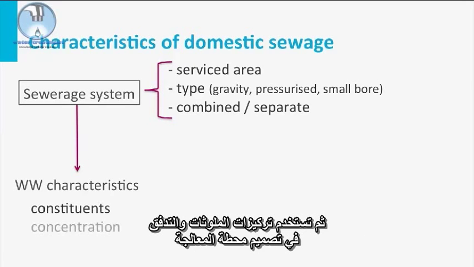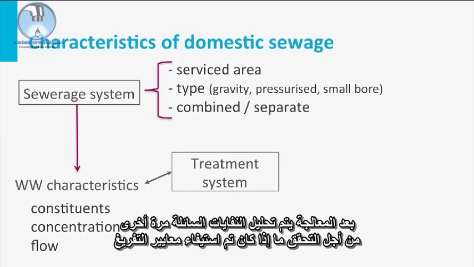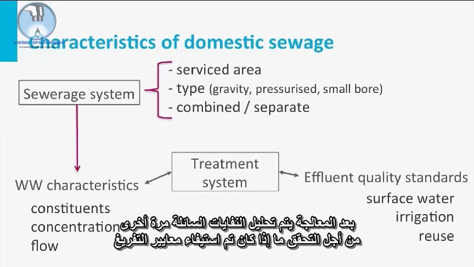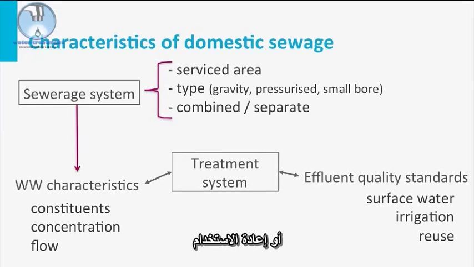The flow and pollutant concentration are then used to design the treatment plant. After treatment, the effluent is again characterized in order to check whether discharge or reuse standards are met.